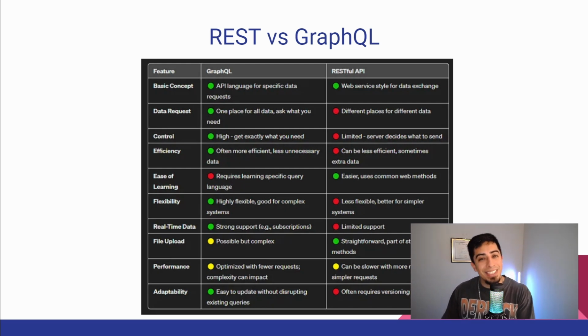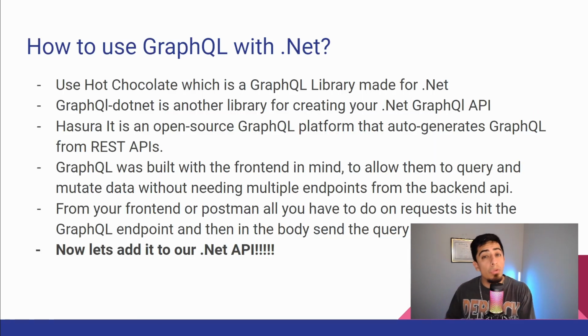But now let's continue on with how you would actually use this in your .NET API. So how do you use GraphQL with .NET? A great option, and the one that I'm going to be using, is Hot Chocolate, which is a GraphQL library made for .NET. Another option is GraphQL.NET if you want to go that route, but everywhere that I read, Hot Chocolate is the preferred way to go. It's better managed, it gets more updates, and it's easier to use. GraphQL.NET was a lot more confusing when I tried to read through it, and apparently doesn't get as many updates.